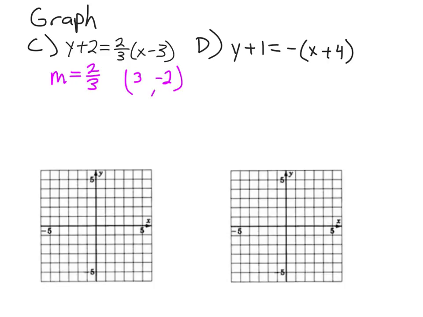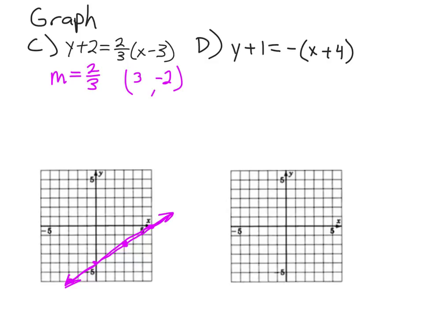So 3, -2 is going to be right here on my coordinate plane, and my slope is +2/3, so I'm going to go up 2 and to the right 3. I can also reverse those directions, down 2 and to the left 3. And I have 4 points now for my graph. And we'll just draw a semi-straight line. Maybe you can do yours better than I can. And there we go. We have a line that matches this graph.